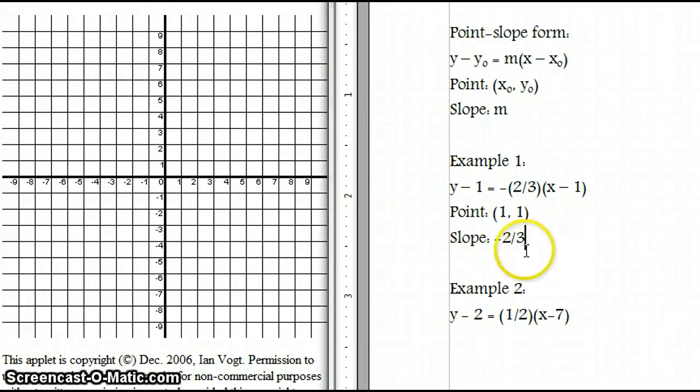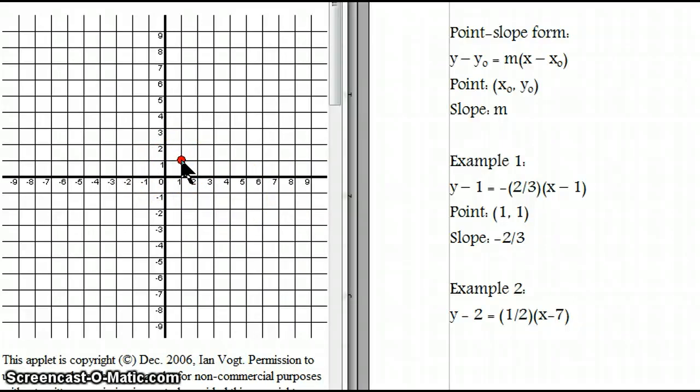And then the slope would be negative 2/3. And of course, we go ahead and associate the negative there with the 2 and go down 2 when we're using the slope to find a second point. So over here on the graph, I know that one point on the graph of this line is (1, 1). And to get to the next point from this point, I go down 2 from that negative 2 and right 3. I always go to the right. So that gives me a second point.